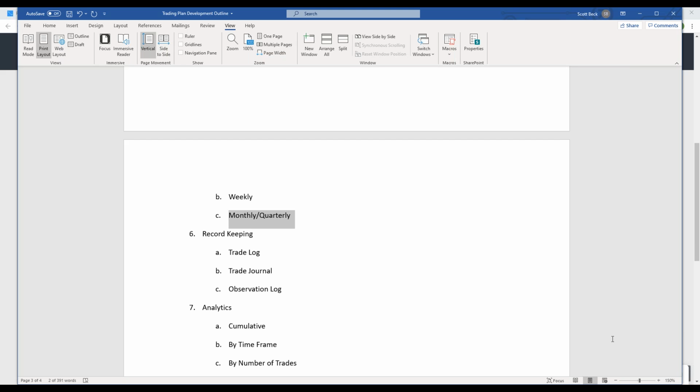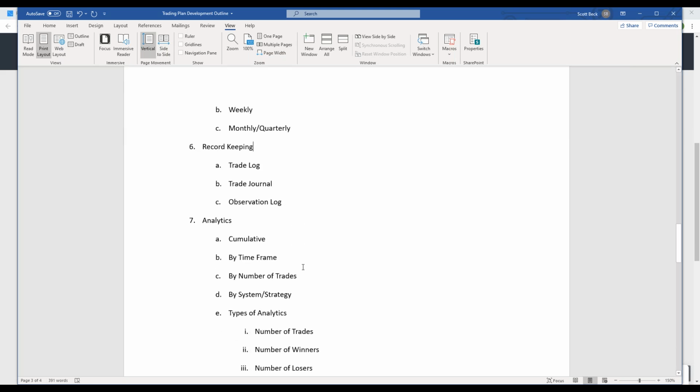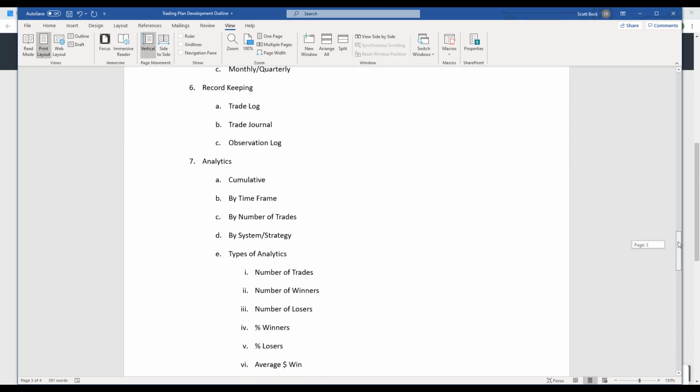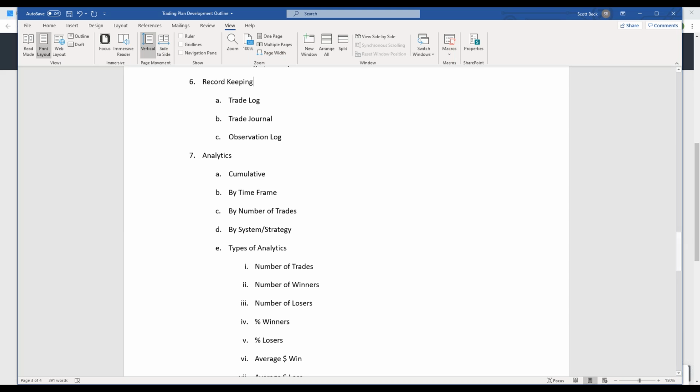Number 6, record keeping. So now we're talking about the business, making our business plan. Well, what else does every good business need? It needs good record keeping. What does that mean? So there are 3 things that I look at. This is the main one, the trade log. We're going to talk about the trade log when we talk about analytics.